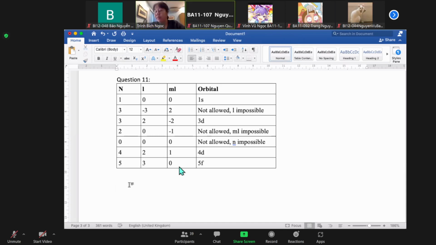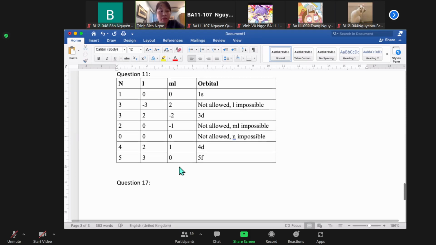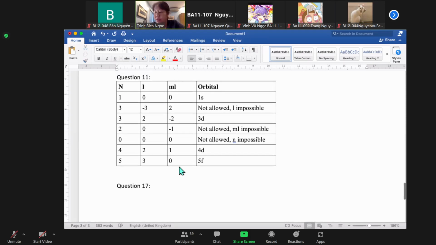So we do the last question on this part of quantum numbers. Question 17. This is similar to question 11. They give you four quantum numbers and you have to say whether each is valid or not valid, okay?